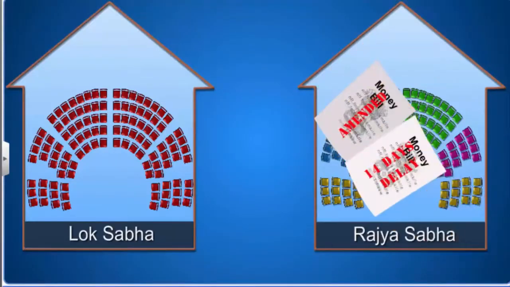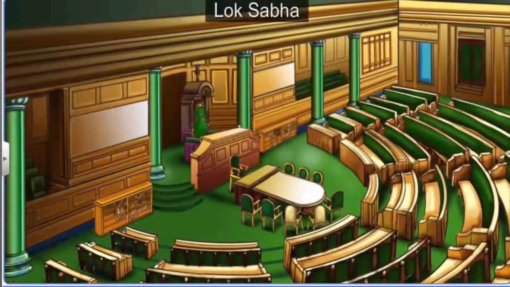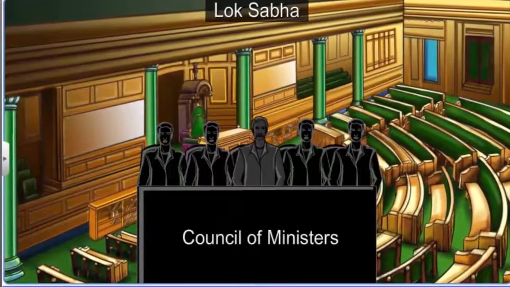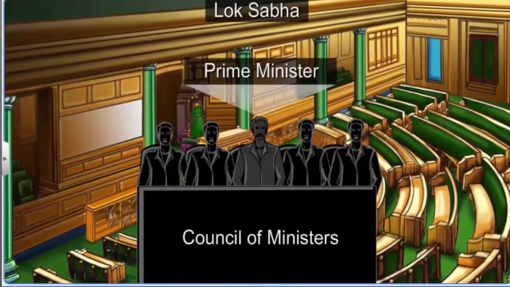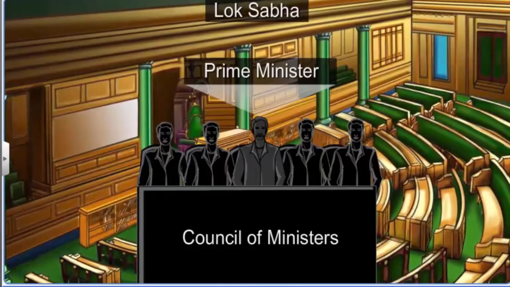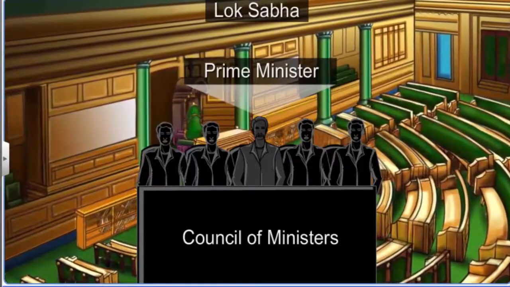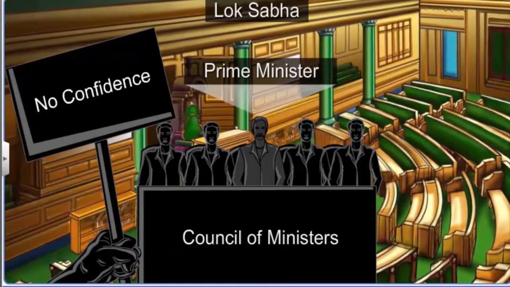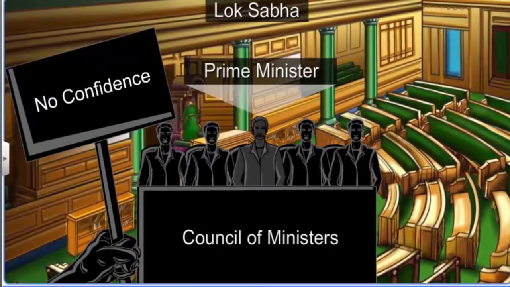The Lok Sabha controls the Council of Ministers. To become a Prime Minister, one needs the support of a majority of the members of the Lok Sabha. If the majority of the members of the Lok Sabha have no confidence in the Council of Ministers, then the entire Council of Ministers and the Prime Minister have to resign.